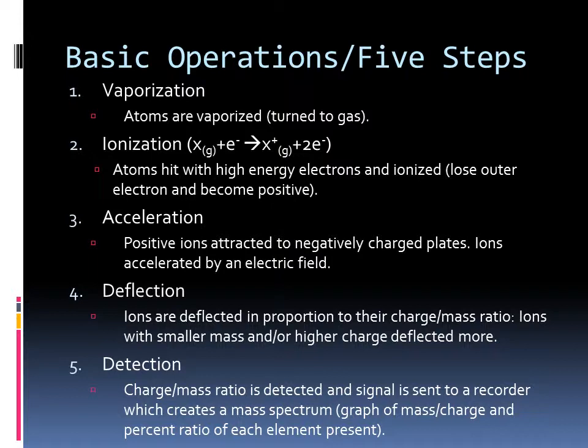The final step, detection, occurs when the charge-mass ratio is detected and a signal is sent to a recorder. The recorder then creates a graph showing the mass charge and percent abundance, called a mass spectrum.